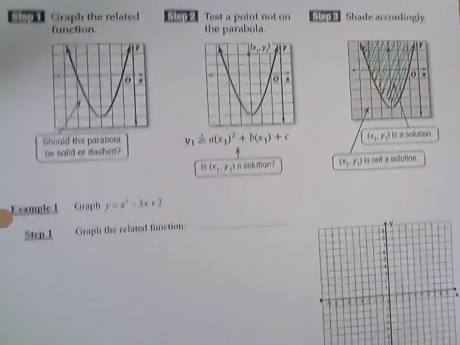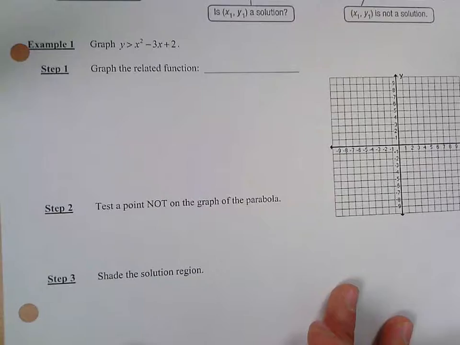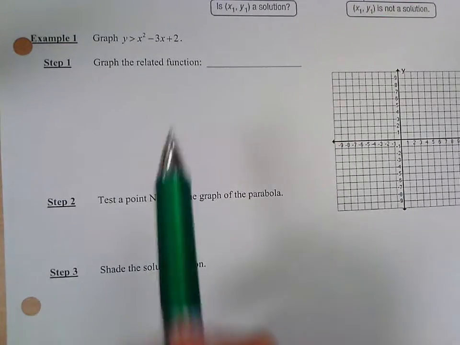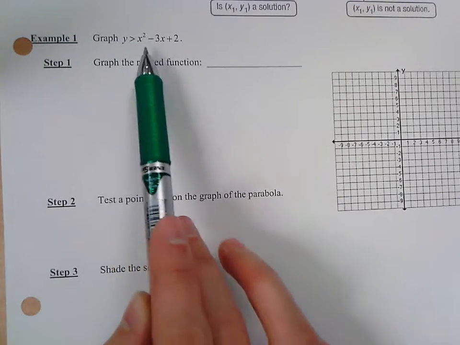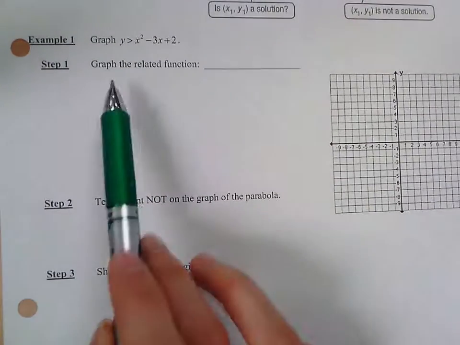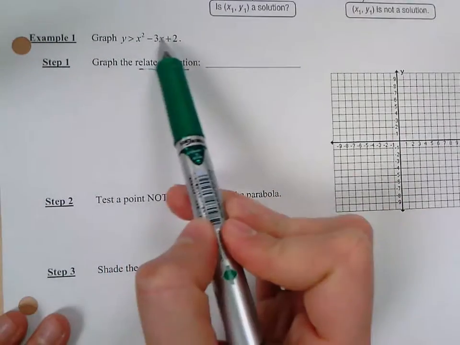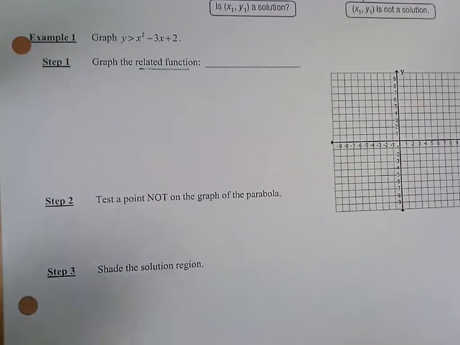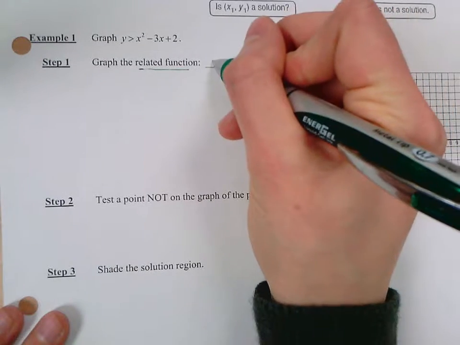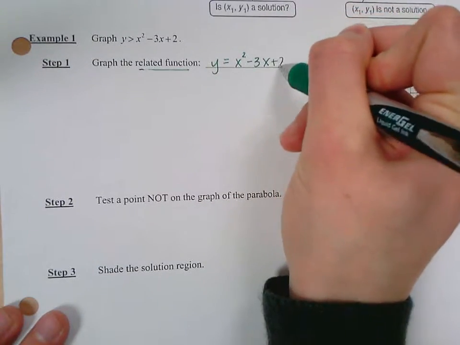So let's go through an example just together. This is a good review of graphing, since that was the very first thing we did in chapter 4. It's a good review of graphing quadratic equations as well. So if we are graphing y is greater than x squared minus 3x plus 2, it says to graph the related function. All that means is you're graphing this as if it's an equation. So I'm graphing y equals x squared minus 3x plus 2.